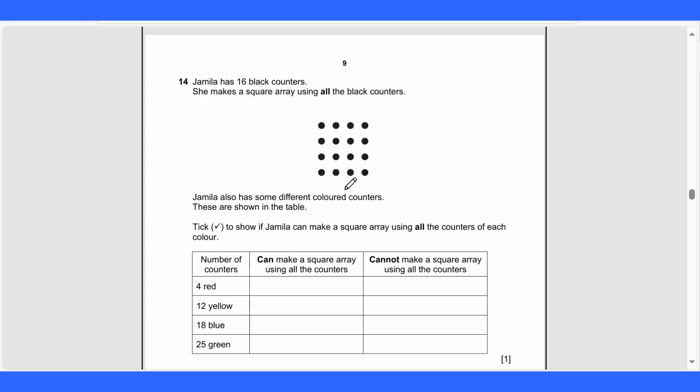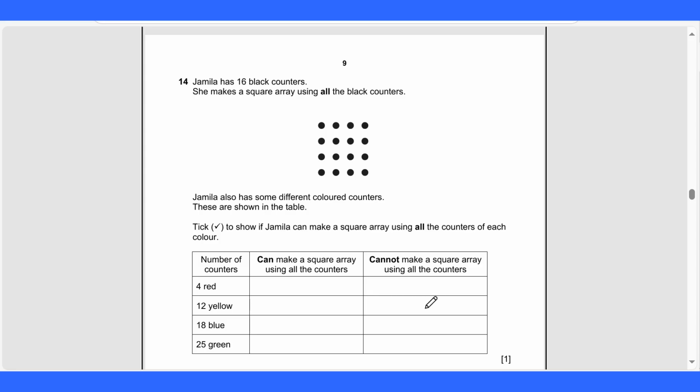Number 14. Jamila has 16 black counters. She makes a square array using all the black counters. Jamila also has some different colored counters. These are shown in the table. Tick to show if Jamila can make a square array using all the counters of each color. Number of counters for red: can make a square array using all the counters, or cannot make a square array using all the counters. So 10 seconds. You have to take either this or this.